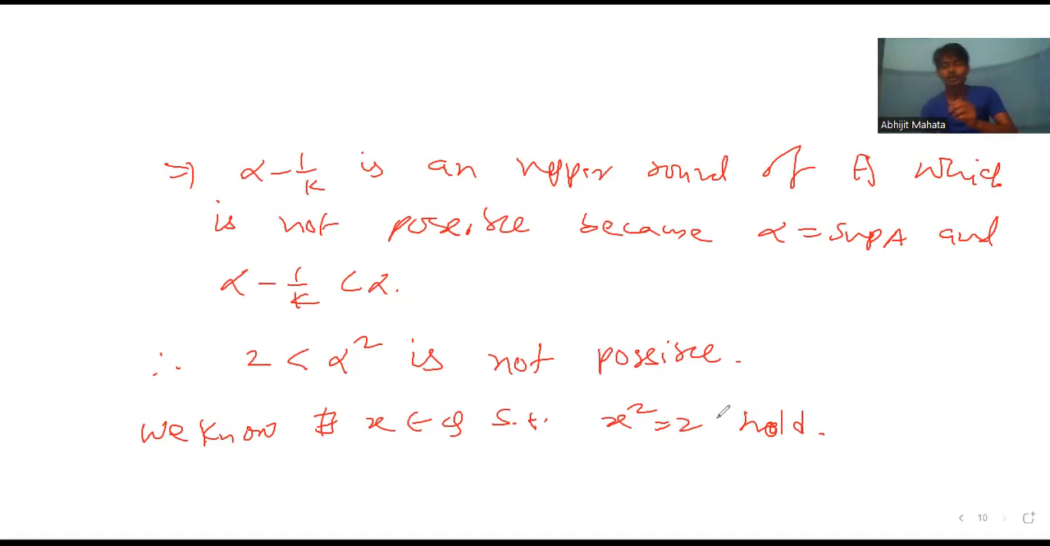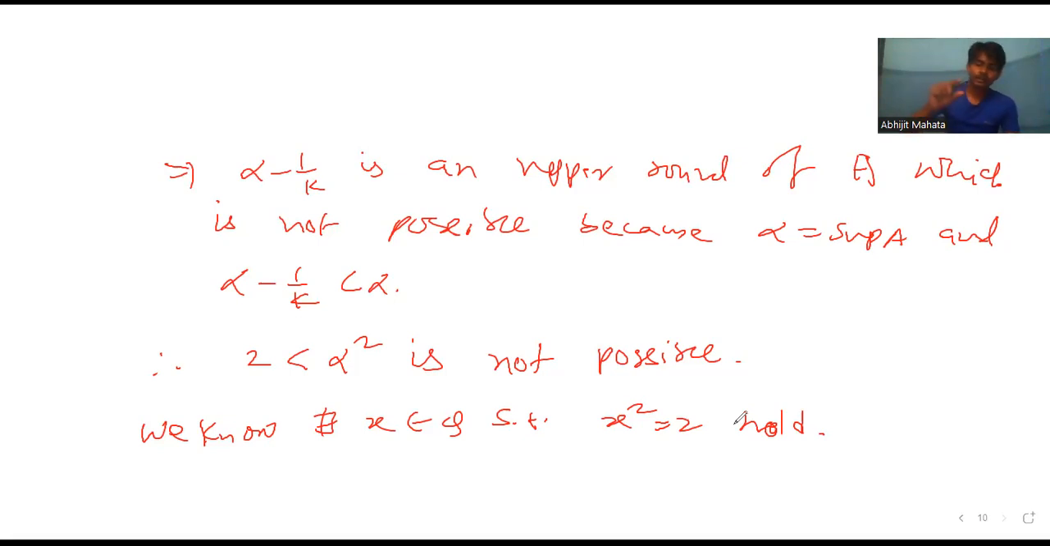So if you consider alpha is a rational number, the supremum of this set is a rational number, then we have to satisfy one condition: either alpha square equal to 2, or 2 less than alpha square, or alpha square less than 2, but none of the relations hold. So therefore our assumption that the supremum of the set is a rational number is totally wrong. So we get a contradiction. Therefore, this set has no supremum inside Q, though it is non-empty and bounded above.